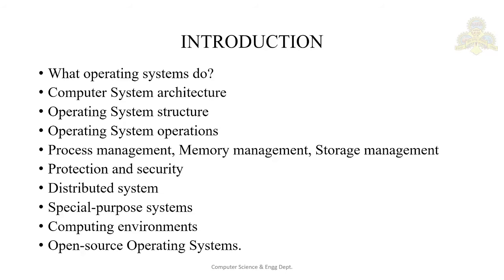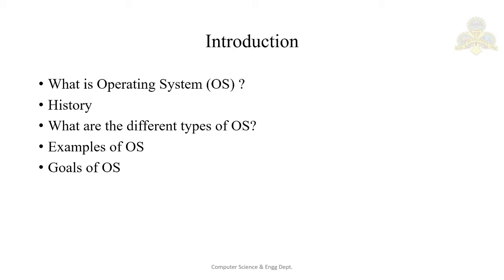In this introduction, we will be covering these many topics. First we'll start with a basic introduction, the definition and all. So the first one, what is operating system? What do you mean by operating system? The operating system acts as an interface or intermediary between the user of the computer and the computer hardware. The operating system is a program that controls the execution of application programs, and it acts as an interface between the user and the computer hardware.